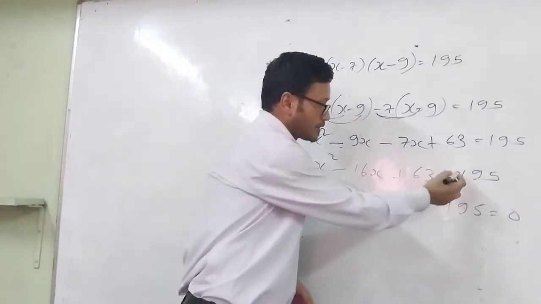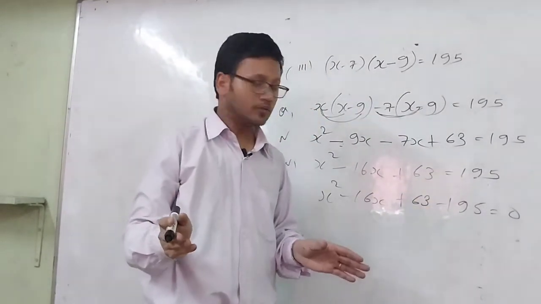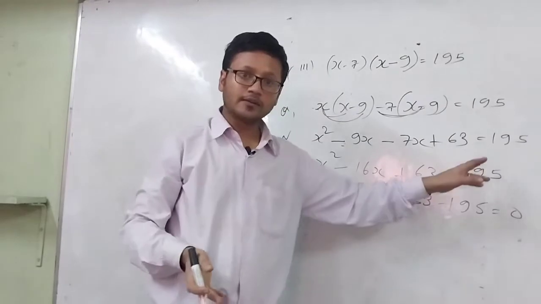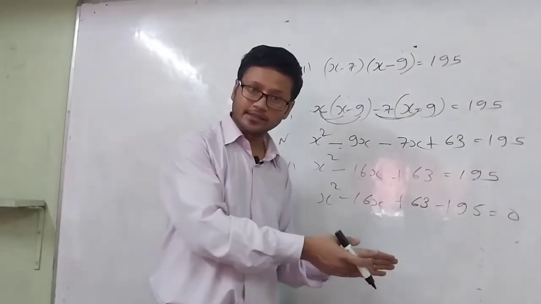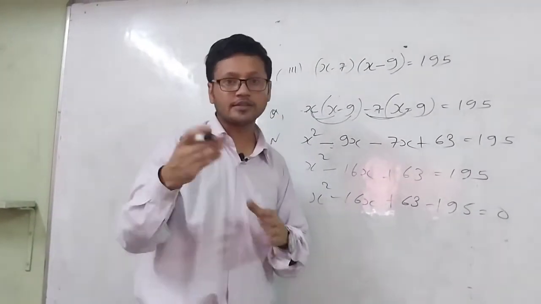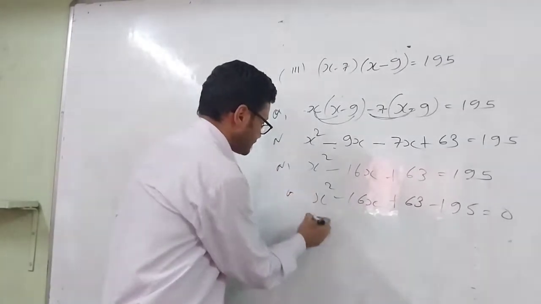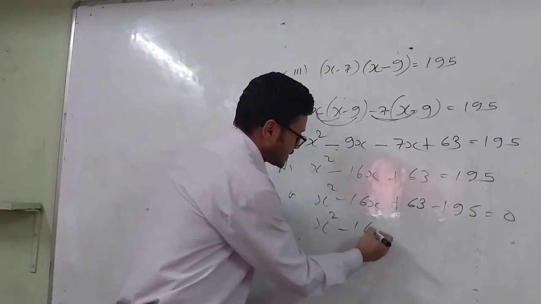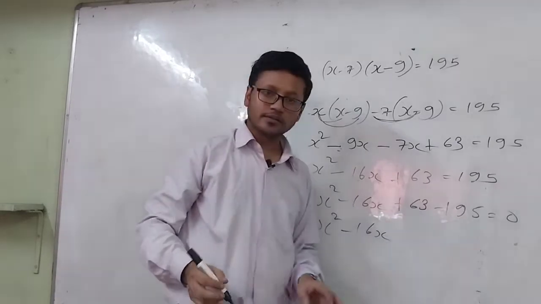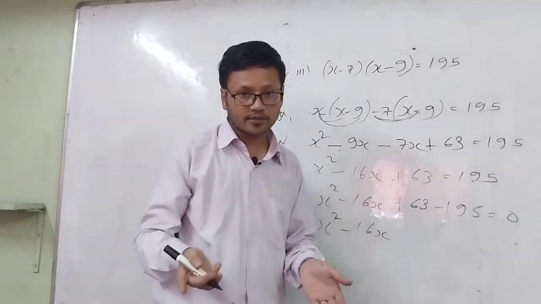That means plus becomes minus. Now what we have to do? After bringing the 195 to this side, nearby 63 there is no number, so you have to write 0. Now x square minus 16x.